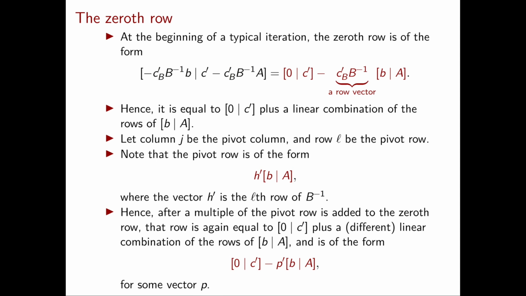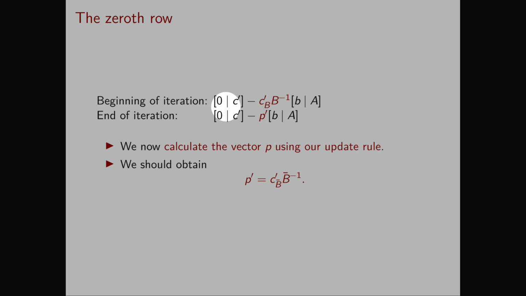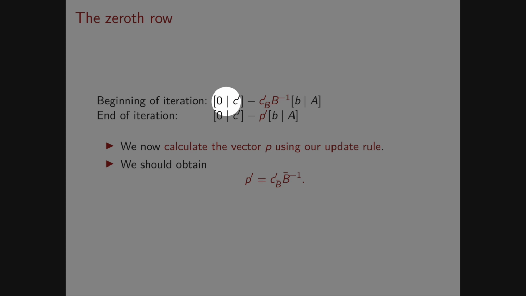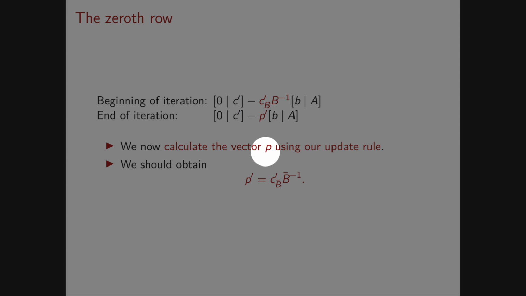So let's recap what we've just understood. At the beginning of our iteration, the 0th row is 0 C transpose minus CB transpose B inverse [b A]. And at the end of the iteration, it is 0 C transpose minus p transpose [b A]. What we have to do now is understand what p is using our update rule and check that we obtain what we should, namely CB bar transpose B bar inverse.